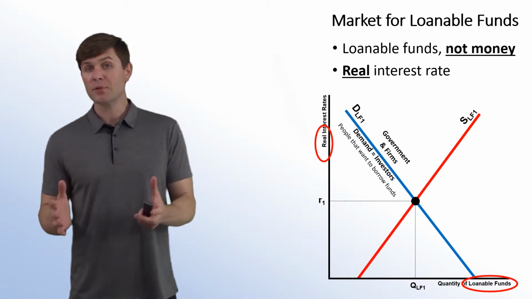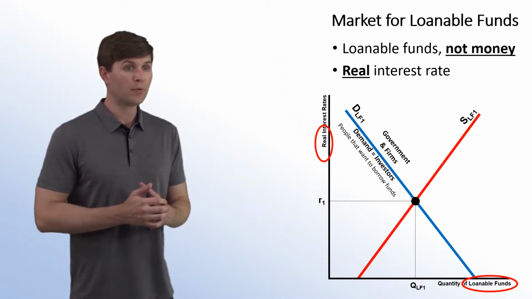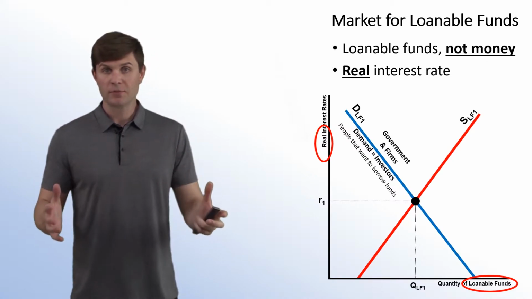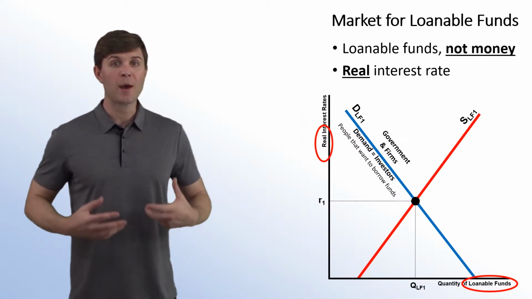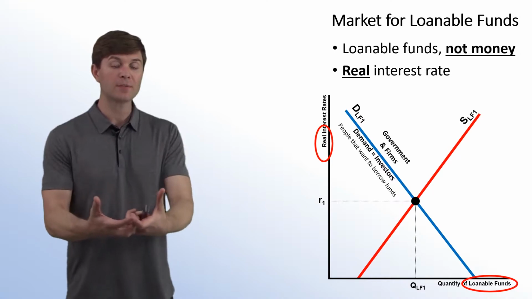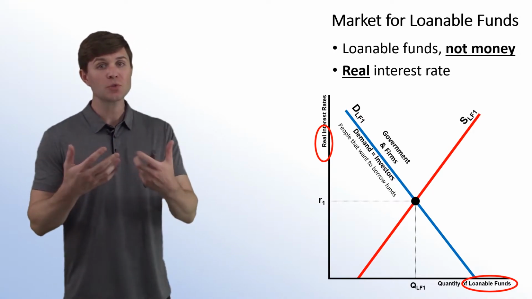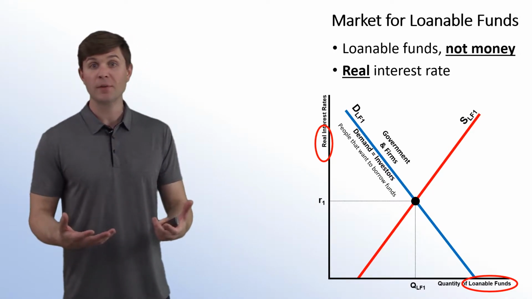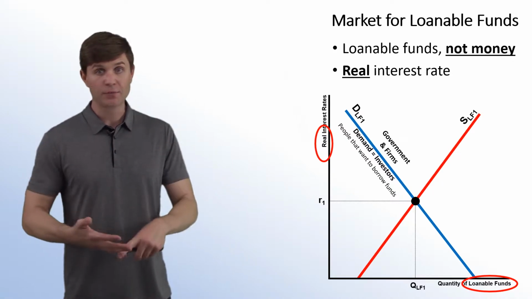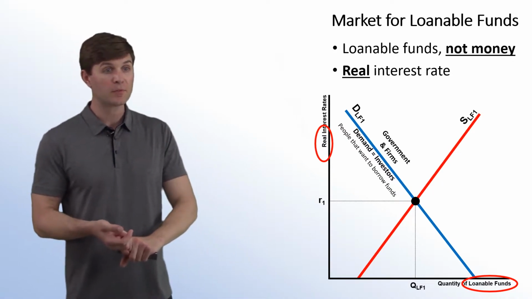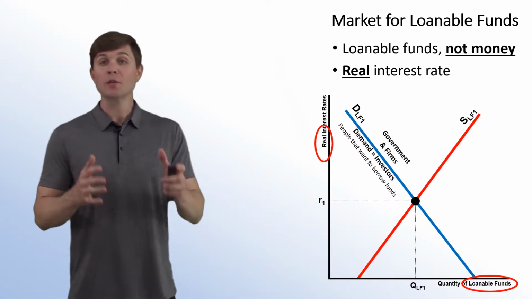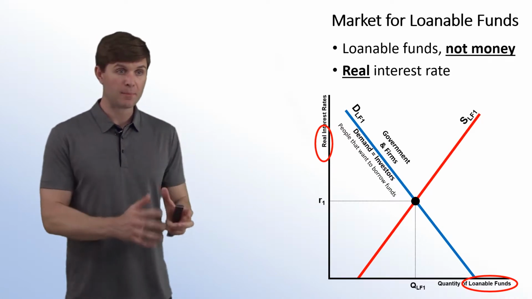Now, our downward sloping demand curve, the demand for loanable funds, is the investors. It's the people that are looking for money, that want money to borrow, that want these funds to actually use and usually invest, or in the case of government, to spend on transfer payments or other government spending. So it's people that want to borrow the funds represents the demand curve.